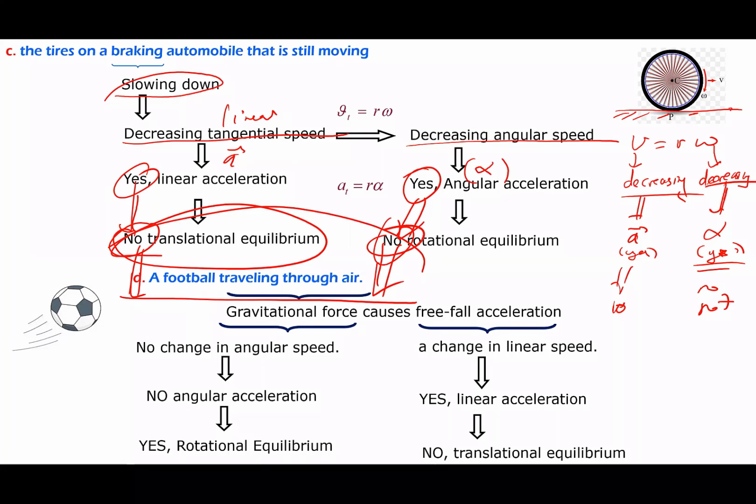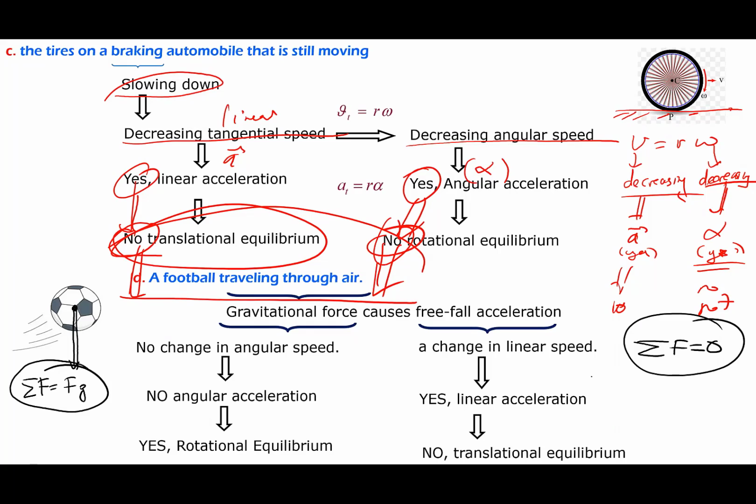If you drop an object, which force acts on this object? It's gravitational force, is it? Gravitational force is the force acting on this ball. Yes, there is a net force acting on the ball, which is gravitational force. If a net force exists, no translational equilibrium, because remember, translational equilibrium means the net force acting on the object must be equal to zero. But here, it's not zero. For an object traveling through the air, gravitational force is the net force acting on the object. If the net force is not equal to zero, no translational equilibrium.